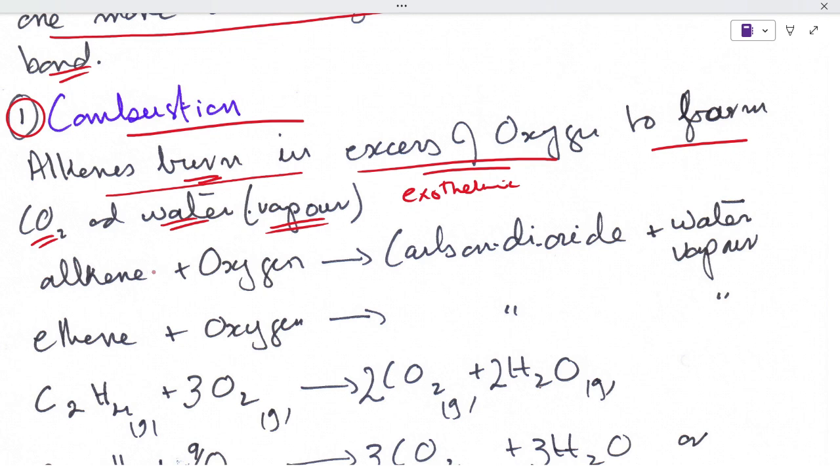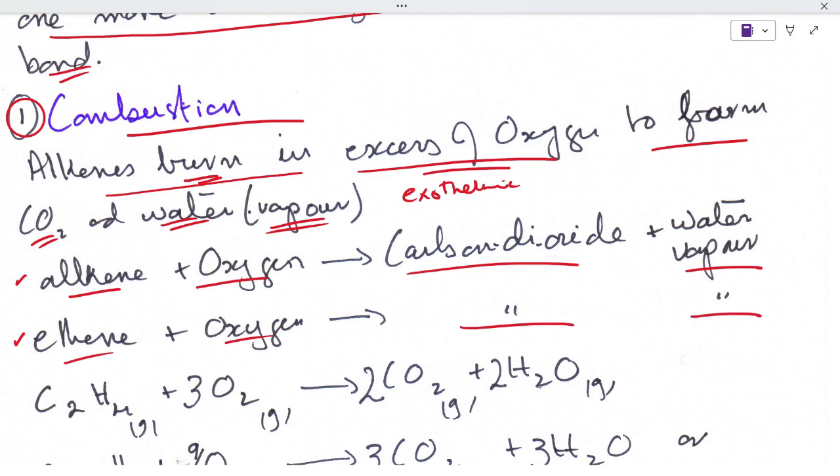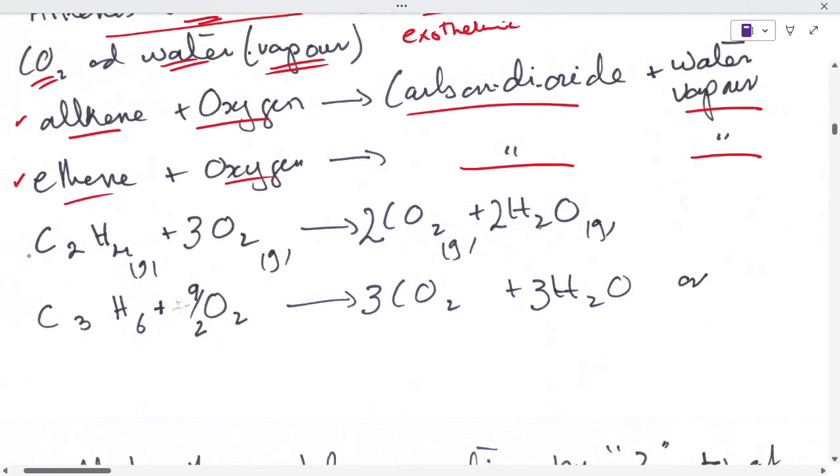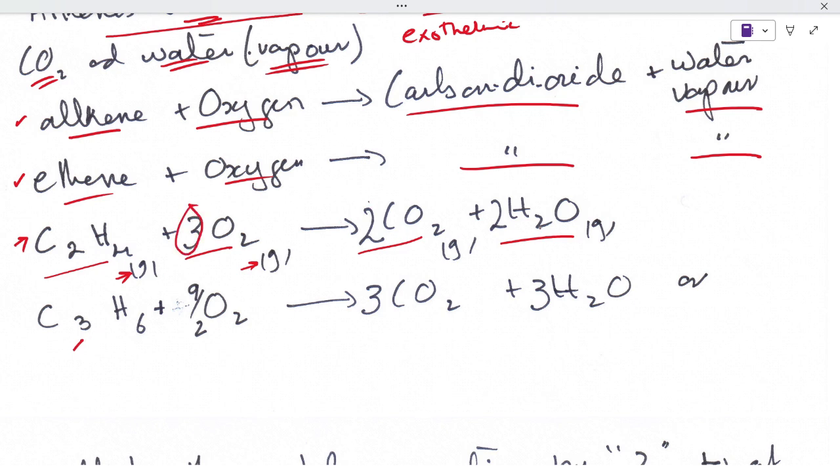So I have given the general equation: alkene plus oxygen forms carbon dioxide plus water vapor. Then ethene plus oxygen forms carbon dioxide, water vapors. Now the equation where I have written C2H4 gaseous form, oxygen forms carbon dioxide and water. Now the coefficients, that is 3 oxygens, 2 carbon dioxide and 2 moles of water, are actually to balance the number of atoms on the left and the right side of the equations.